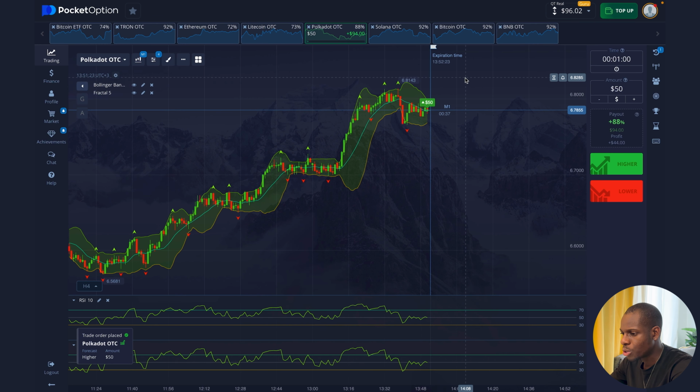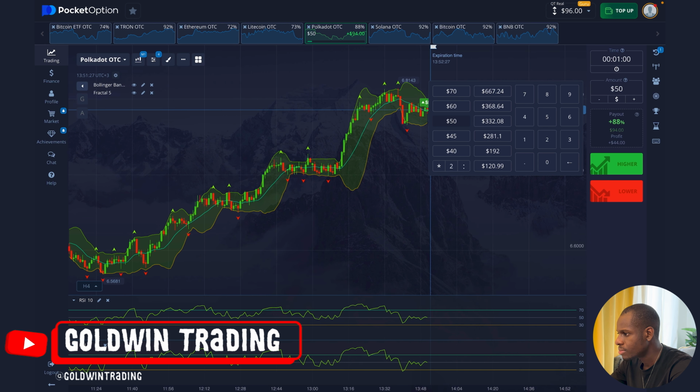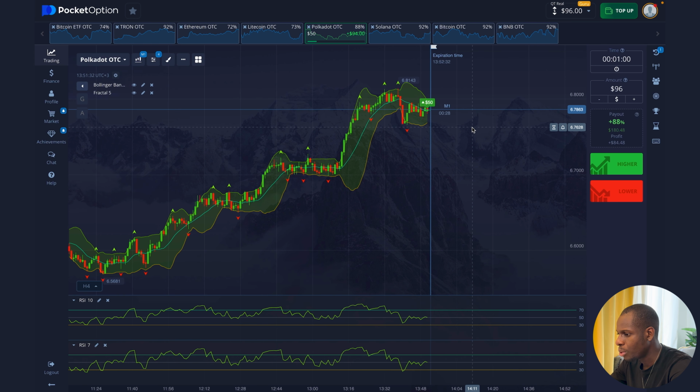Okay guys, I saw something here and I don't want to miss it. So here we took a buy and I'm just getting prepared in case the price goes further down. I will open an additional trade, but it should work with the first trade though.